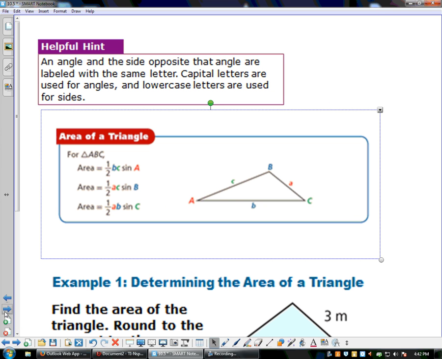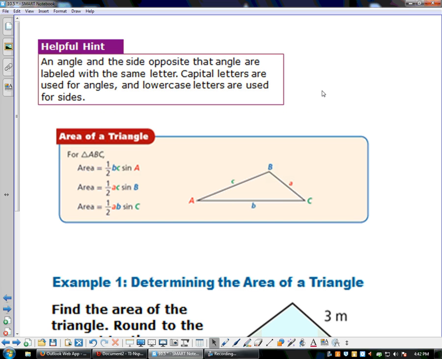Now, a helpful hint here is that the angle and the side opposite that angle are labeled with the same letter. The capital letter will be used to name the angle, and the lowercase letter will be used for the side. This box here about the area of the triangle demonstrates that again. Notice that in triangle ABC, the angle A across from it is side a with a lowercase letter. Angle B across from that is lowercase b, the side length, and across from C is lowercase c.